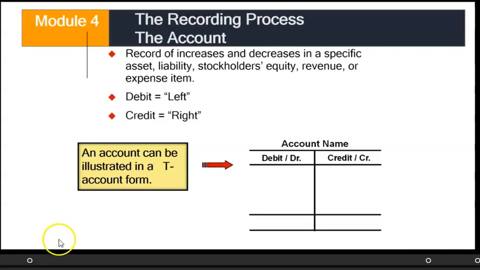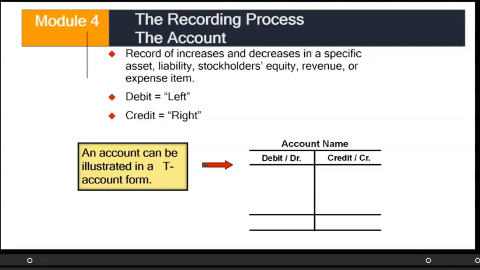Now in Module 4, we're going to look at recording business transactions in the accounts. We're looking at the recording process. Records of increases and decreases in specific asset, liability, shareholder equity, revenue, or expense accounts. I'd like you to think of each account as a T. An account can be illustrated in a T account form.